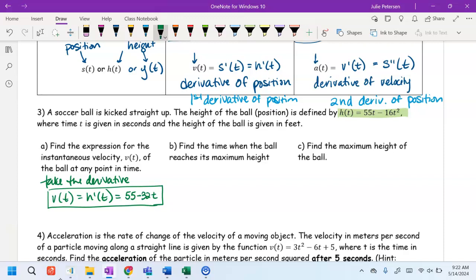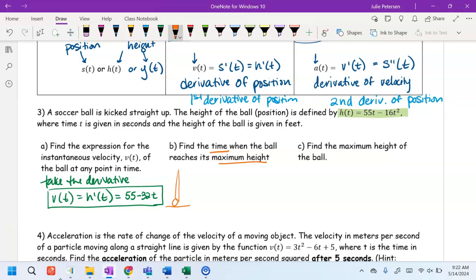Problem B says, hey, find the time. Okay, so let's key in on that. We're finding the time when the ball reaches the maximum height. So if you think about a ball starting on the ground, a little soccer ball, and then it gets kicked up, and then it comes right back down.